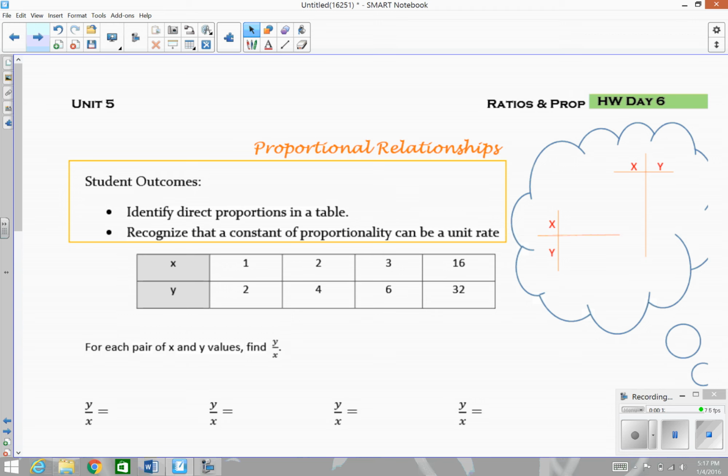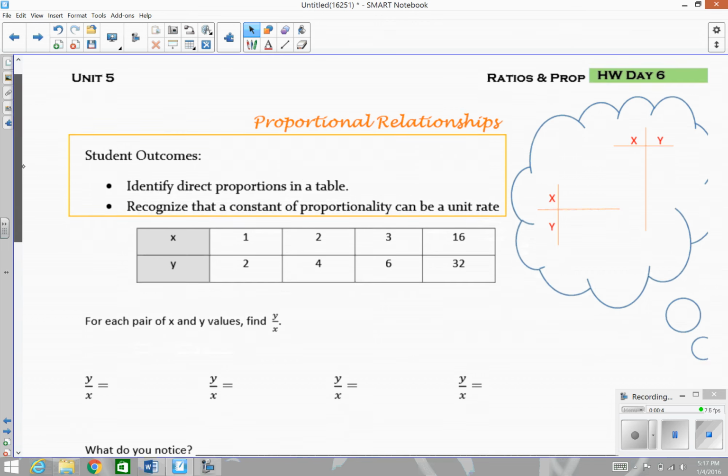This time what we're going to start focusing on is proportional relationships, which is really the heart of this unit. This is where things really start picking up and we use all those skills that we learned in 6th grade to really dive into some of these topics. So our goal this time is to identify a proportional relationship or a direct proportion in a table. We'll focus on equations and graphs as we go, but starting with tables.